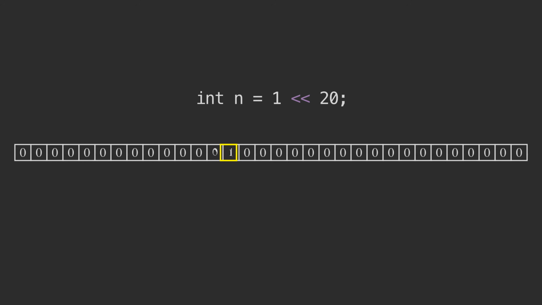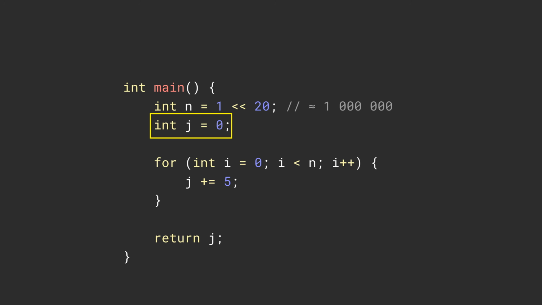And once it's been shifted 20 times, we get some integer that's close to 1,000,000, a constant. Otherwise, it's just a simple for loop where j starts at 0 and is incremented 1,000,000 times, roughly, by 5. And it will result in approximately 5,000,000.